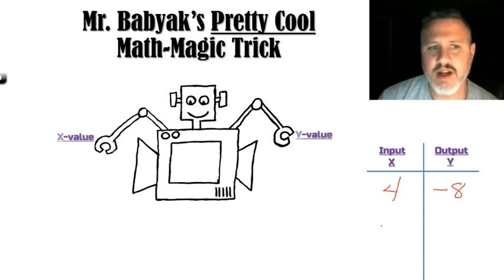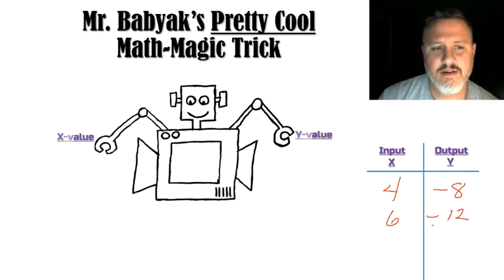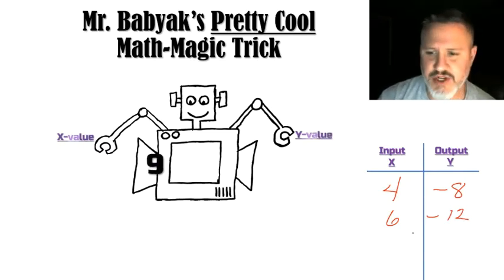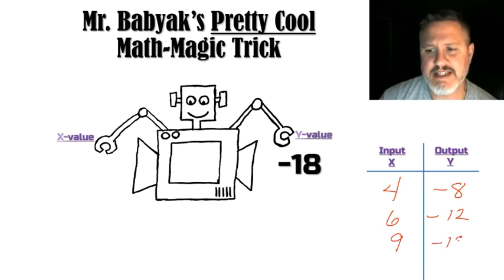Second number going in the number machine is a 6. A 6 goes in, and let's see what a 6 turns into. -12. All right, and let's see if you can guess this one. A 9 is going to go in the number machine. What is a 9 going to turn into based on what's already happened? It's going to turn into -18.